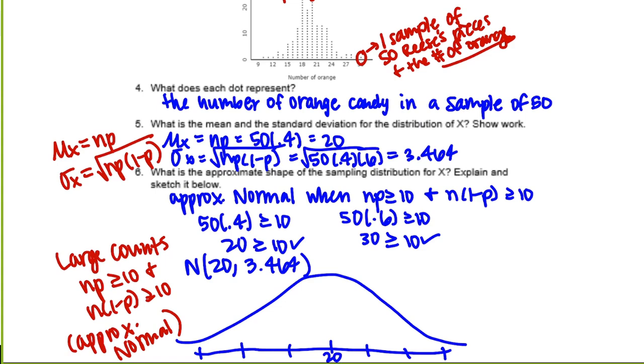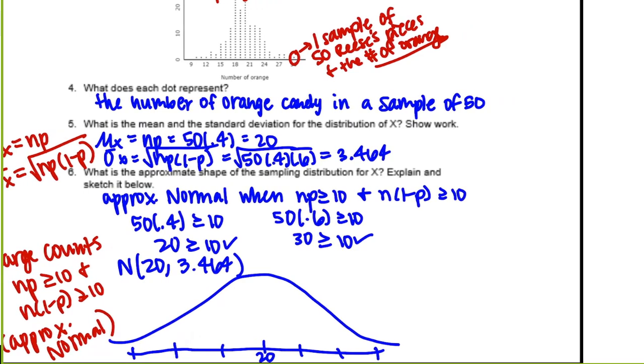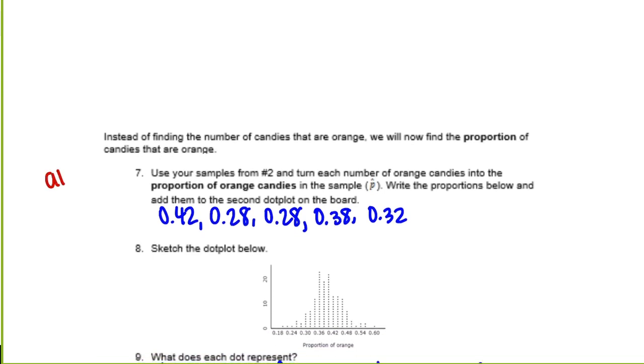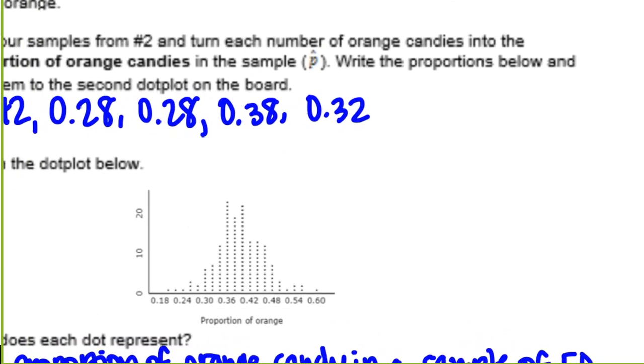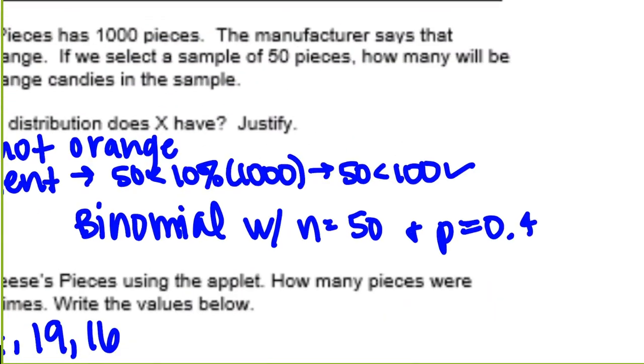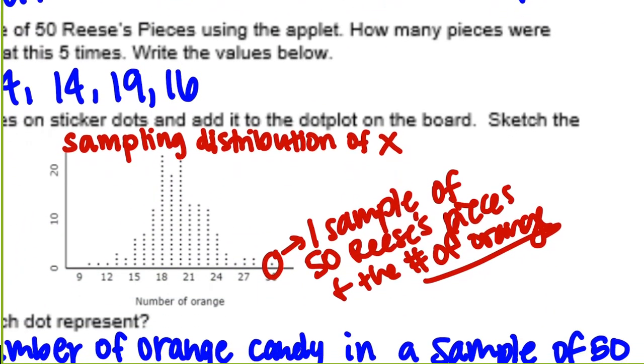Okay, so if you continue with the rest of the lesson, then you should have turned all of your samples, all of your orange candy numbers, into proportions. And so that's going to be each value divided by 50. I'm just going to use the divide symbol so we can know exactly what we did. And what that does, if we look at this graph right here, is it makes our graph exactly the same. Look at that. They're the exact same graph because all we did was take them and divide by 50.